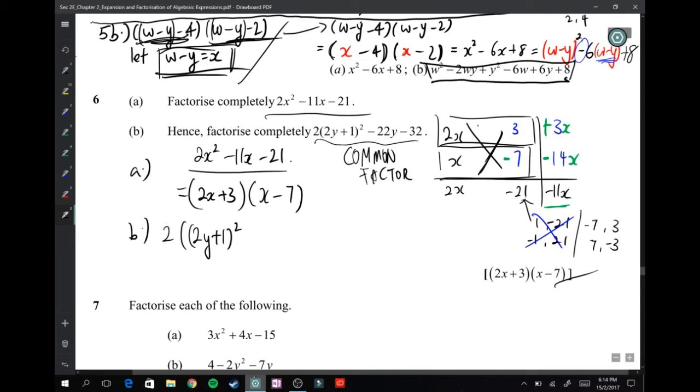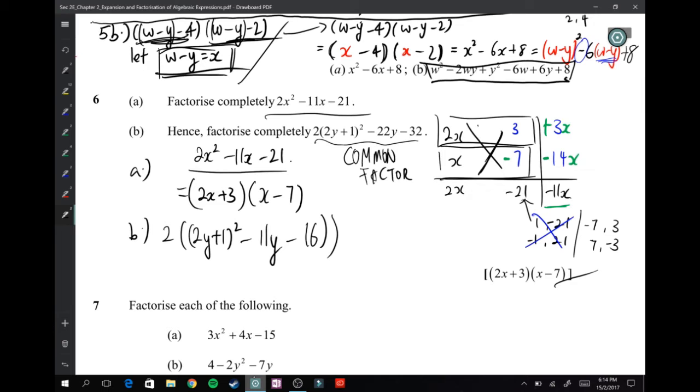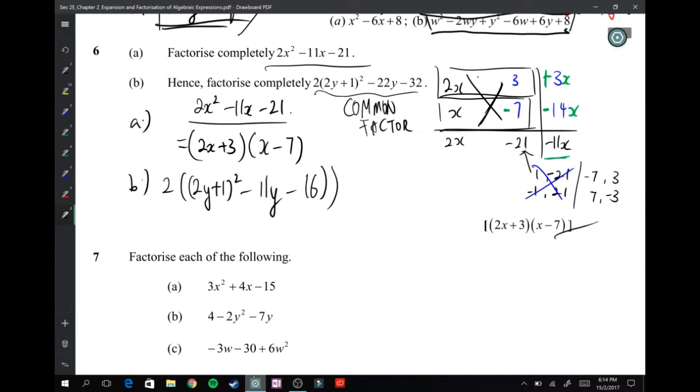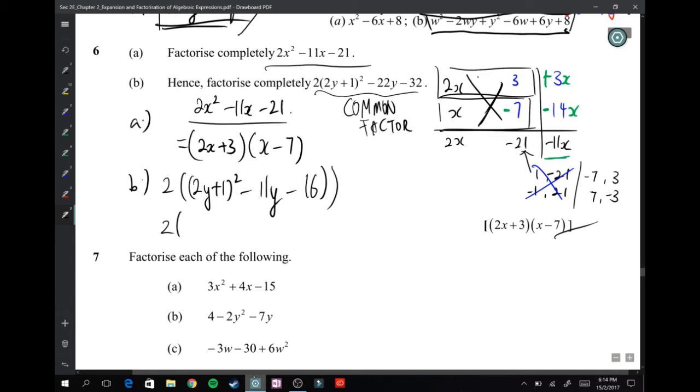the whole thing square, minus 11y, minus 16, right? Am I correct? Yes, I'm correct. So this is what we are left with. 2y plus 1, the whole thing square, we can further expand it. You are actually going to get 4y square plus 4y plus 2 minus 11y minus 16.